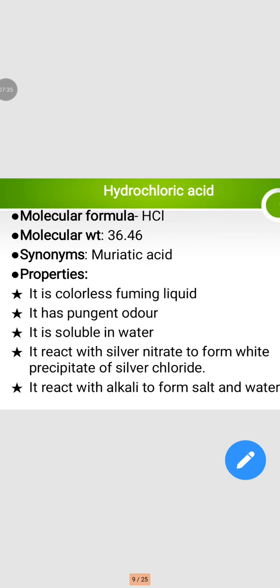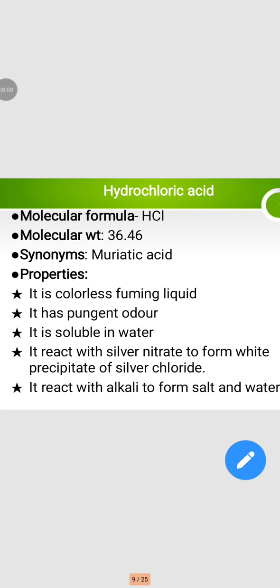Then the first one, hydrochloric acid. The molecular formula of hydrochloric acid is HCl. The molecular weight is 36.46 gram. Synonym or another name of hydrochloric acid is muriatic acid. In properties, it is a colorless fuming liquid with a pungent odor, and it is very soluble in water.